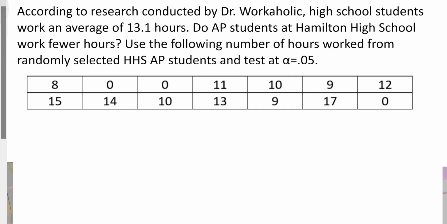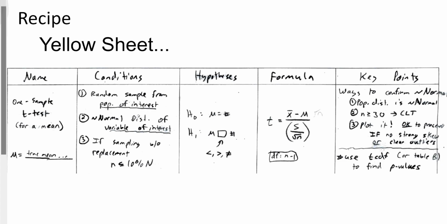So, how do we go about this? What are all the steps for doing this? Well, if you can turn back to your notes or to your yellow sheet on hypothesis tests, the recipe isn't changing. We still need to state the parameter. We still need to state the hypotheses, name the test, check the conditions, use the formula, get the p-value, and make a conclusion. Okay? But I want to just, before we do this example, draw you to this.